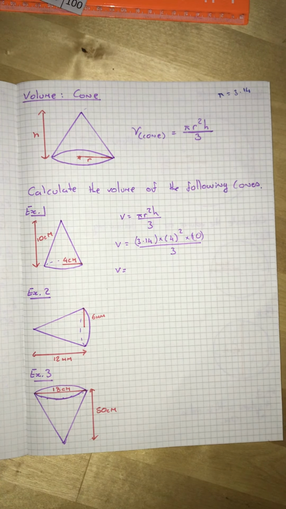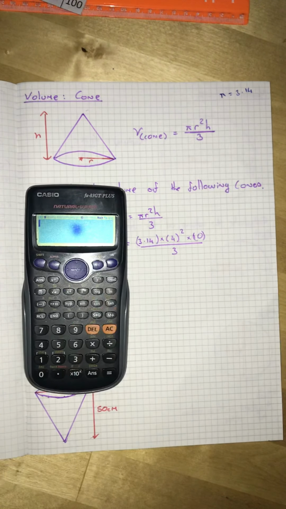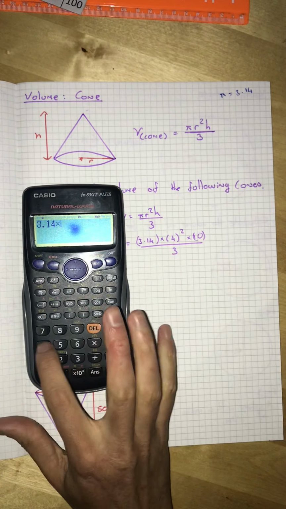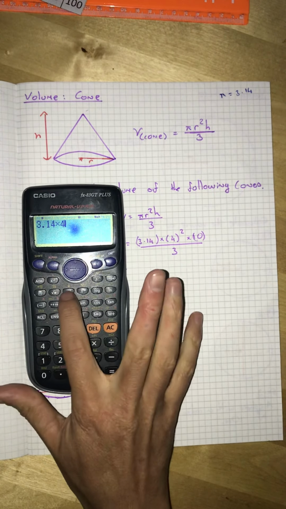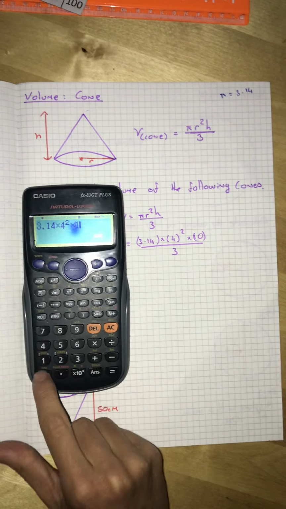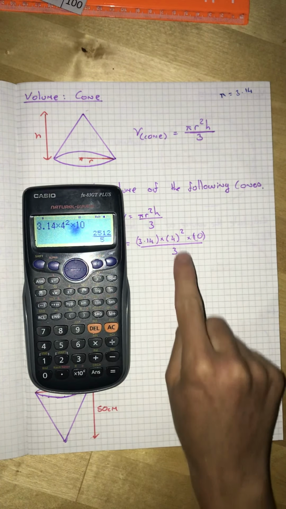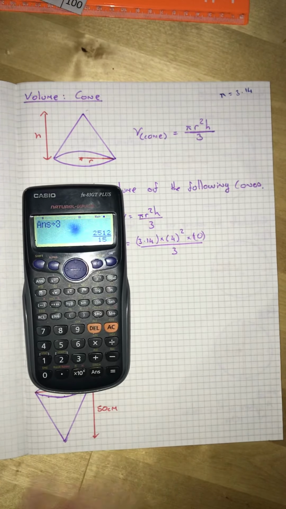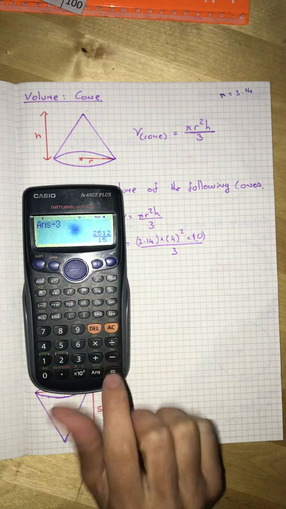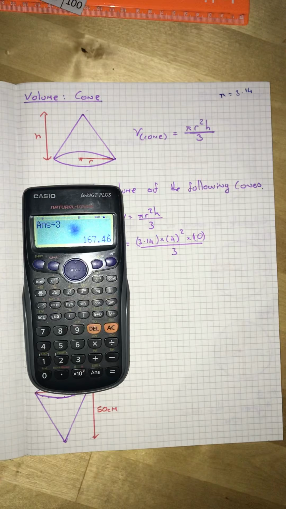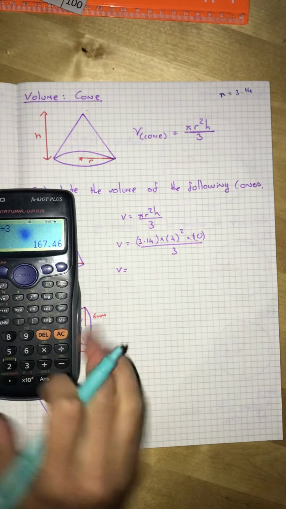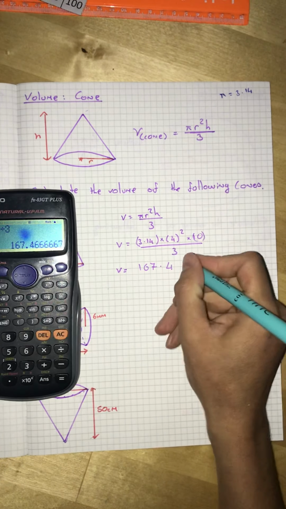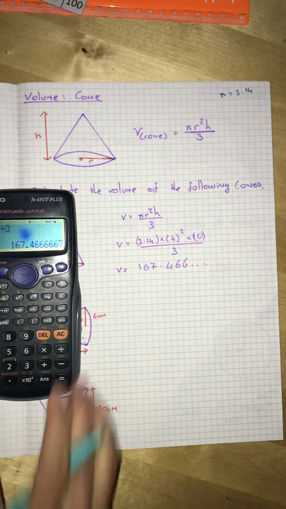4 squared means 4 times 4, but I'm going to put it all into the calculator all at once. So I'm going to do 3.14 times 4 squared, which is this button here, times by 10. I'm now going to press equals. Don't worry, I've not forgotten to divide by 3, and then divide all of that by 3 equals. Now it's come up with the fractions. If you've got this sort of calculator, then you just press the S and D button here, and it comes out as 167.466 because it goes on forever.